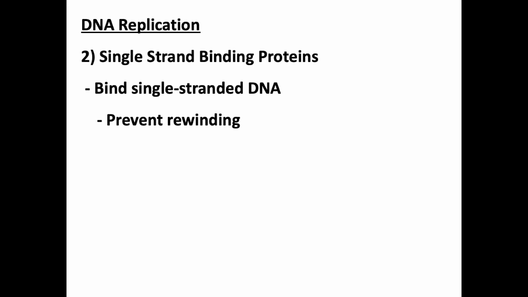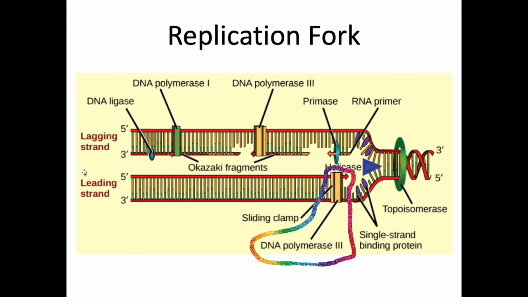Okay, now we're ready to start building DNA, right? Well, the enzyme that's going to build DNA is called DNA polymerase. There are going to be a couple of these, so there are Roman numerals associated here, but the enzyme that actually constructs DNA is called DNA polymerase. But we're not ready for it yet. There's a problem with DNA polymerase.